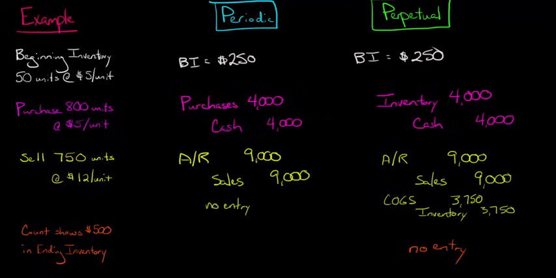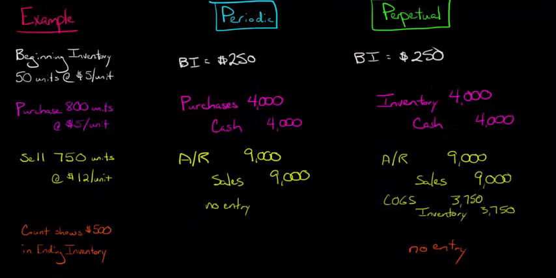Look, remember when we bought the inventory and put it on the books for $4,000? We debited inventory. And when we sold the inventory, we credited it. So we don't need an entry because we've already been doing adjustments to inventory as we bought and sold inventory. But with the periodic method, we haven't been doing that.